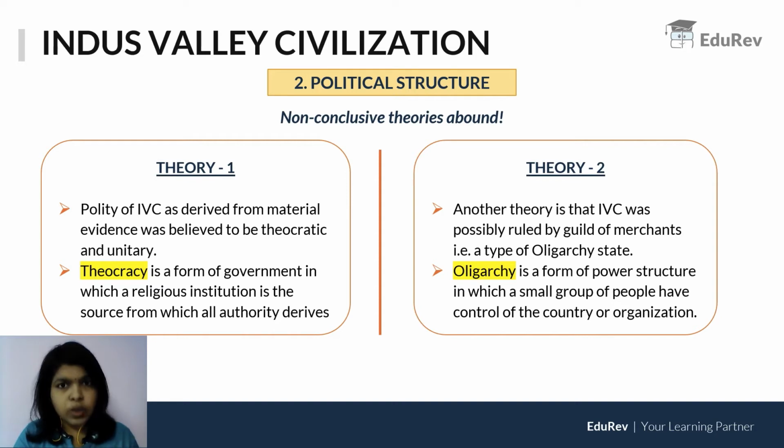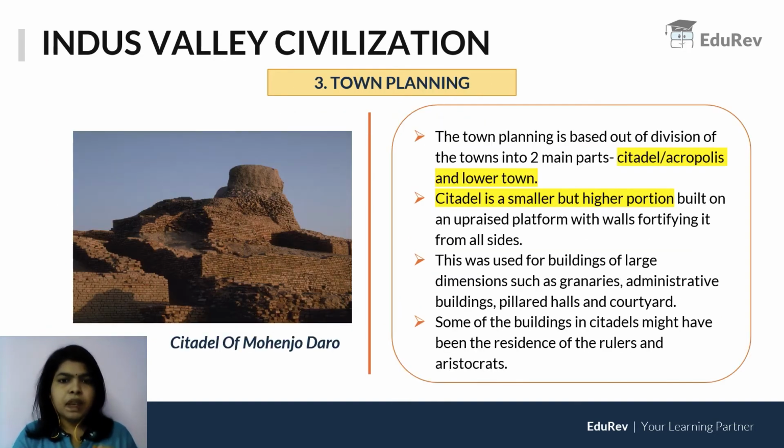The third important point is with regard to town planning. By far, this is something that is very, very important. There have been two divisions of the towns in general. The first thing was a citadel. This is the picture of the citadel. And then you have a lower town.